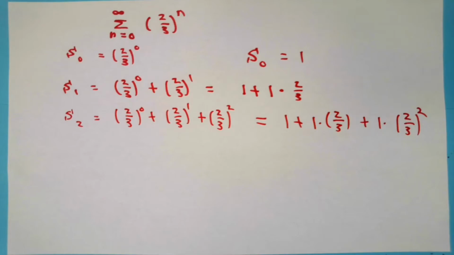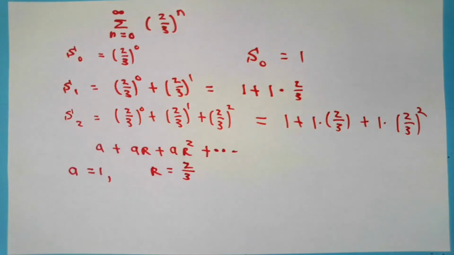And likewise for partial sum number 2, each new term when I pass from one partial sum to the next is the same as what I had previously, except I add in 2/3 multiplied by the previous term. This is a geometric series. That is something of type a plus a times r plus a times r squared plus a times r cubed, and so on and so forth. In this specific instance, a is 1 and r is 2/3.